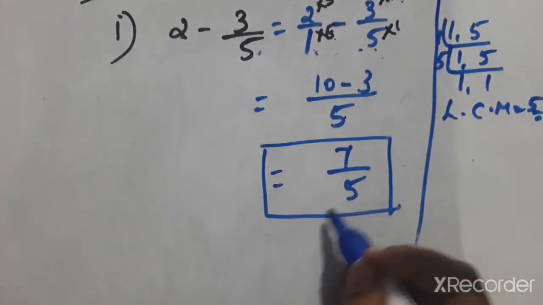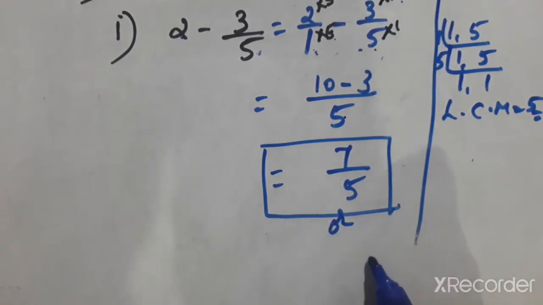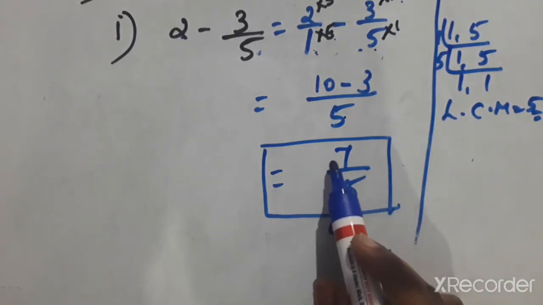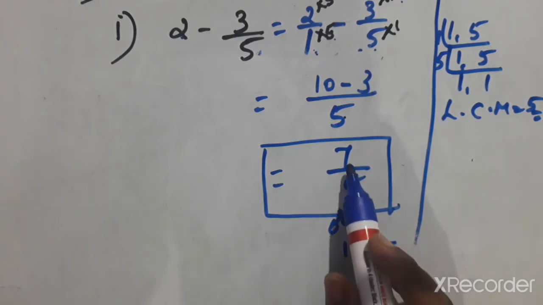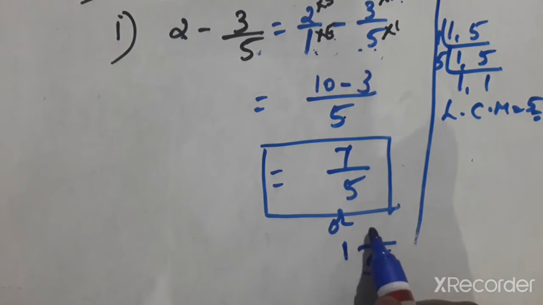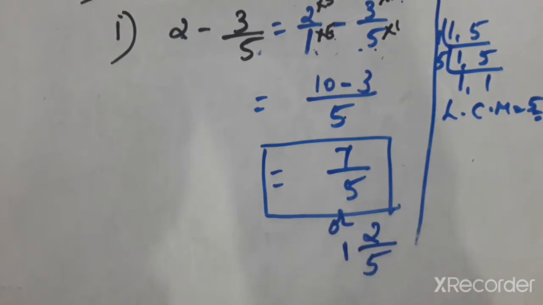7 by 5, or we can convert this into a mixed fraction. 5 times how much is nearest to 7? 5 ones are 5, 5 twos are 10. 10 is greater than 7, so 5 ones are 5, and the remaining 2 we have to add. 7 by 5 is 1 and 2 by 5.